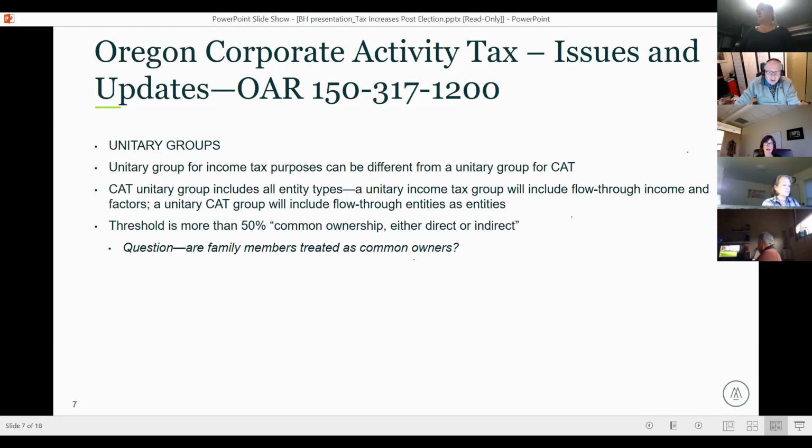But that did not pass? Did not pass, but I believe there's another city in Oregon that charges a transfer tax. I can't tell you what it is, but I believe there is a city that charges a transfer tax. And I think that, yes, there will be more transfer taxes in Oregon.